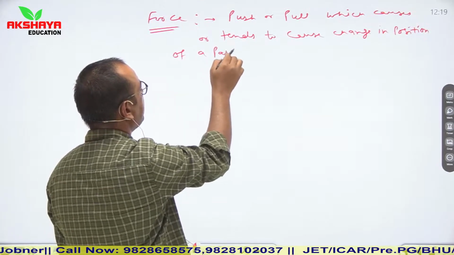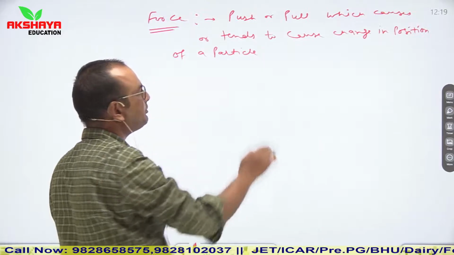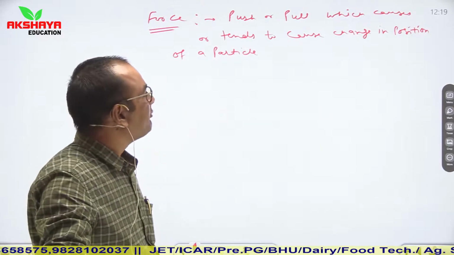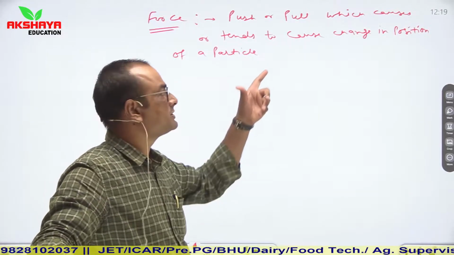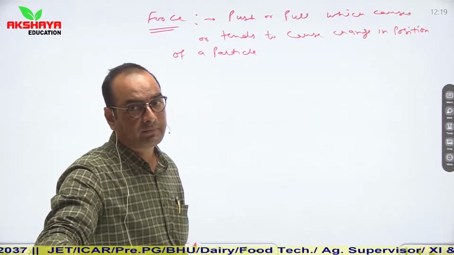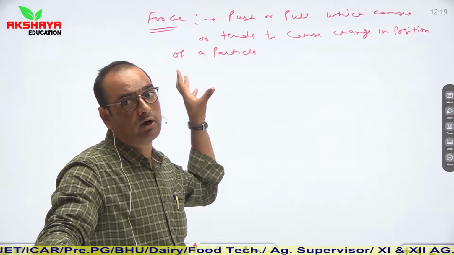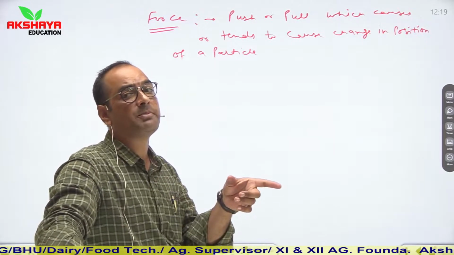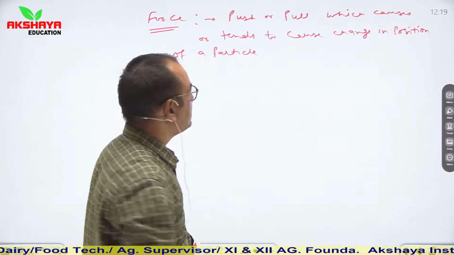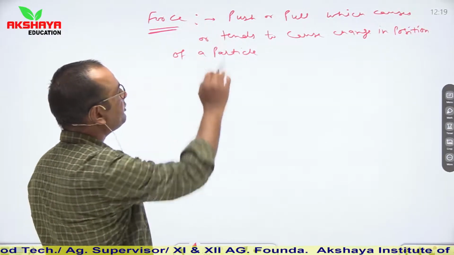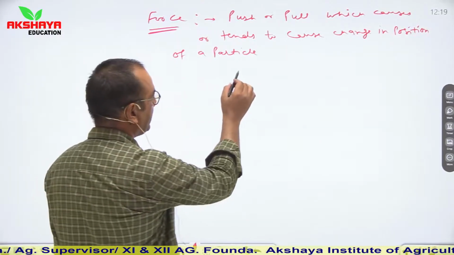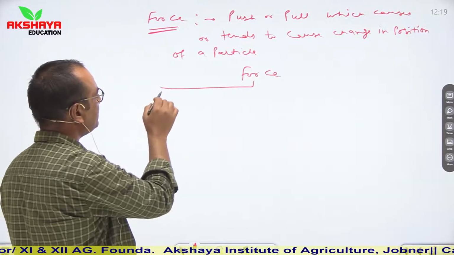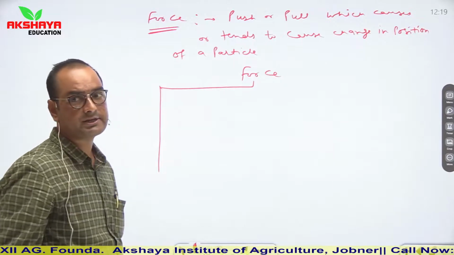So the concept is very clear that it is simply push or pull on an object or by an object which causes or tends to cause change in position of the particle. So by applying this push or pull, there may be change in position of the particle or may not be. Such type of push or pull is known as force. Now see, here we are going to study different types of forces.